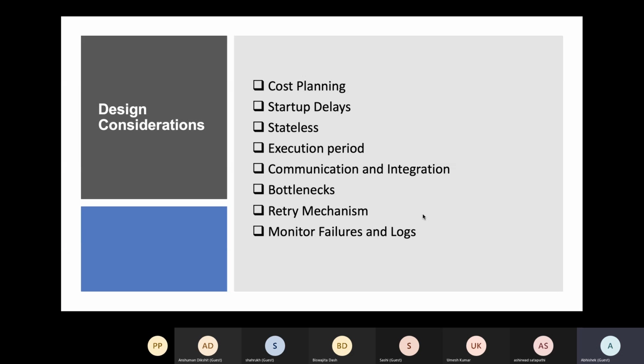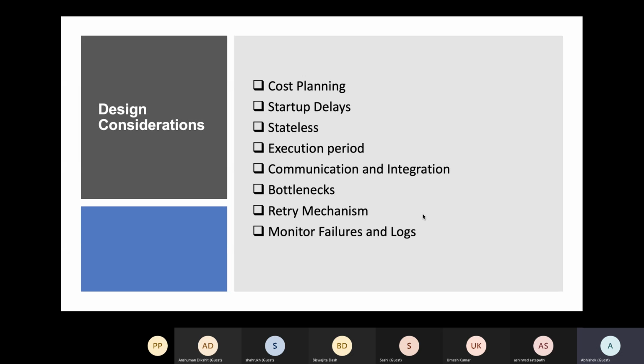Then the bottlenecks I've already touched upon. Maybe you are having a serverless service. In case of a serverless service, they can scale automatically, but your next service may or may not be able to scale. Like the serverless service is calling another PaaS service that is not able to scale, so you're transferring the bottleneck there. You need to control the scalability here. For that, you can use queues or different fan out mechanisms to control the bottlenecks. Most importantly, you need to have the retry mechanism defined.